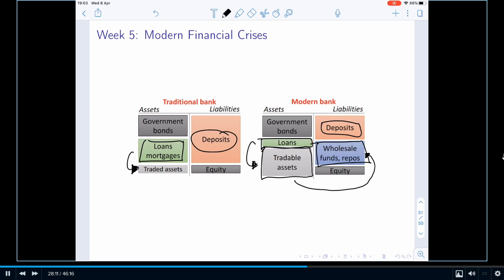And remember that this wholesale funding has a few key characteristics, but two very important ones. One is that it is collateralized, depending on those tradable assets. And two is that it was very short term, so in many cases overnight. And this allowed these banks to grow very fast, but also meant that the lenders could pull money out very quickly. So you could have a very quick boom and a quick bust as well.